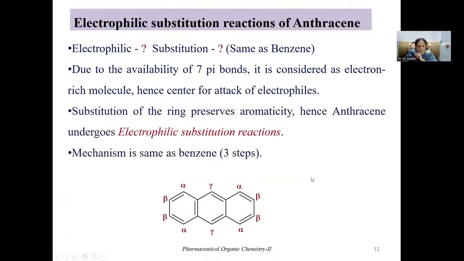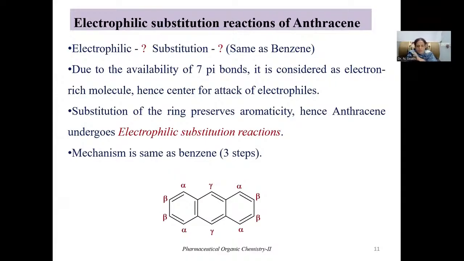Even after electrophilic substitution, the rings maintain aromaticity. It is because of this reason anthracene undergoes electrophilic substitution reaction similar to that of benzene. That means even in the electrophilic substitution reactions of anthracene, there will be 3 steps, okay? That is electrophile generation, carbocation formation and deprotonation, okay?